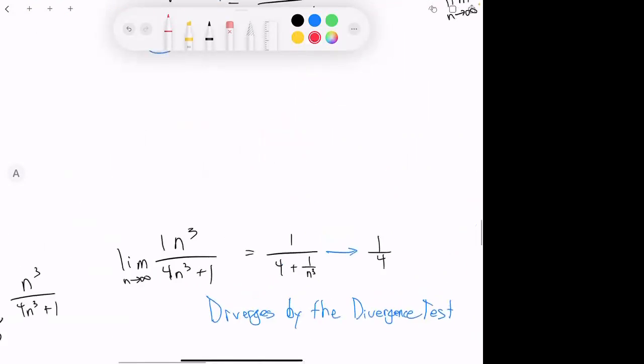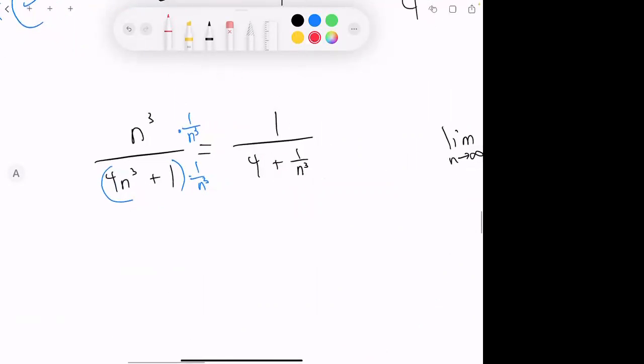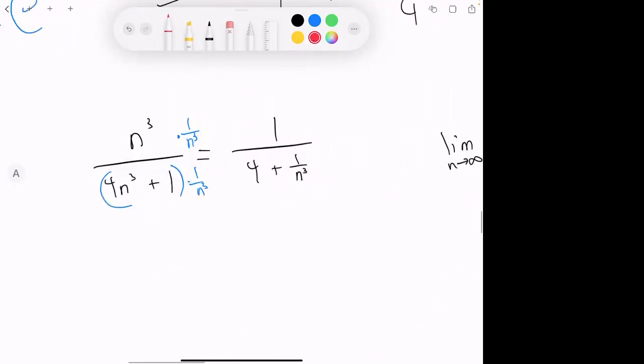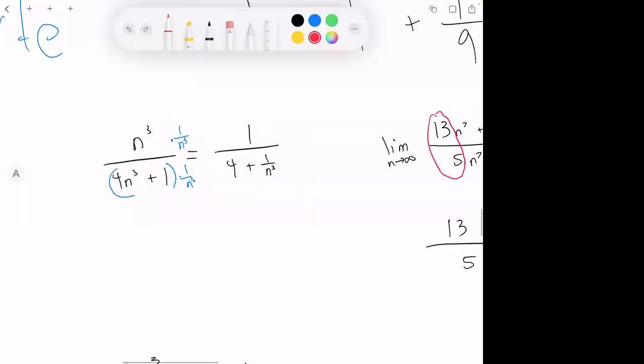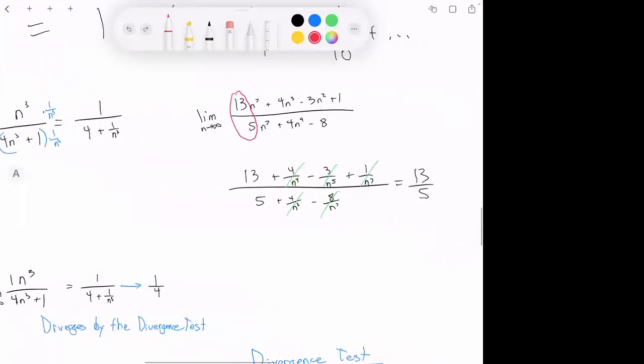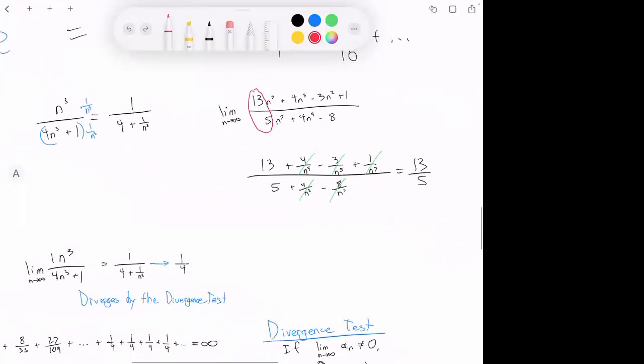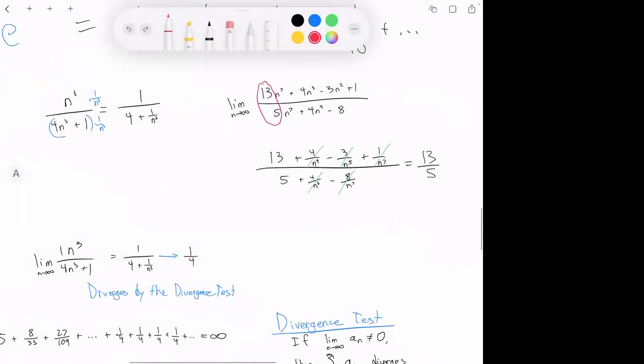And so even for something like this, if you were just looking at this, you could be like, okay, well, that's 1 on top and 4 on bottom. They're both n cubed. So when you take the limit, it just works out to be the ratio of their leading coefficients. And it's like that every time. Does that make sense? Yeah.